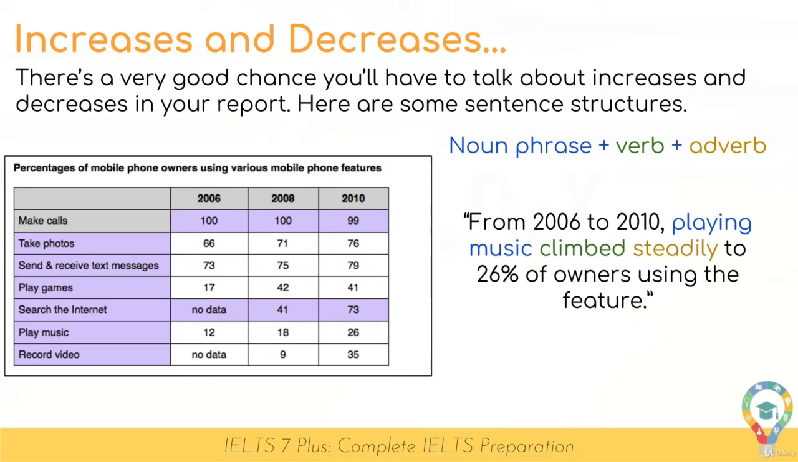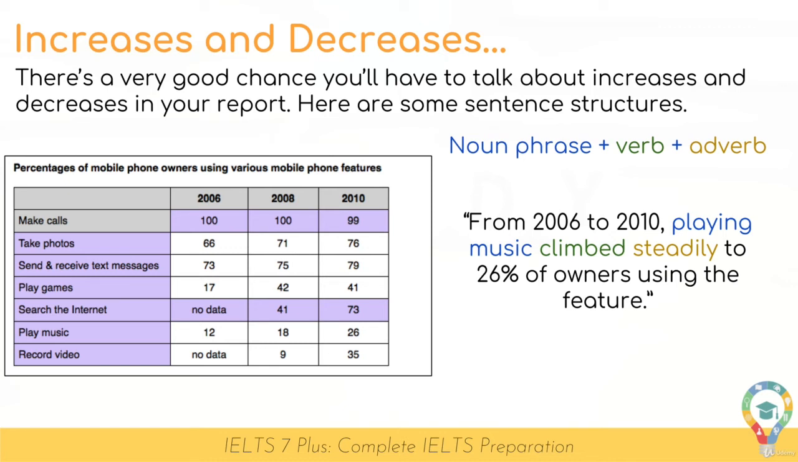The structure I'm going to show you is very simple, and that is a noun phrase followed by a verb and then an adverb. If you're not sure what a noun phrase is, the easiest way to explain it is a few words put together to form a name. The example here, playing music. We aren't talking about doing this thing, we're naming it as an activity, which makes it into a noun phrase. Here's my example. From 2006 to 2010, playing music climbed steadily to 26% of owners using this feature.